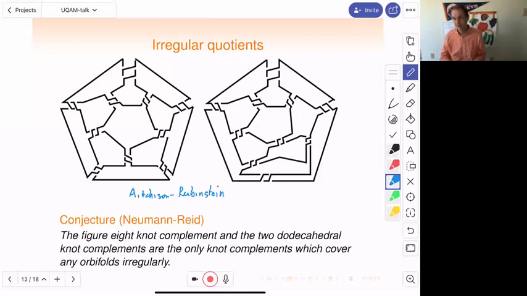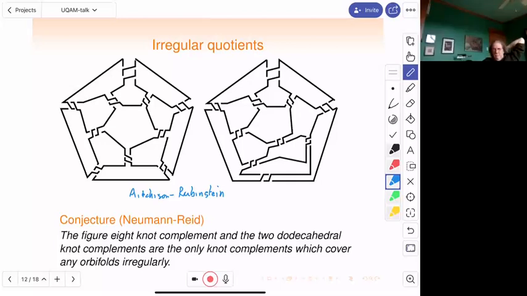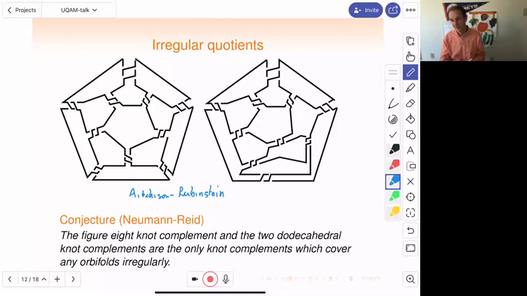This leads to the following conjecture of Neumann and Reid: that the figure-8 knot complement and these 2 knot complements are the only knot complements which cover any orbifolds irregularly. This is often said as: they're the only knot complements with hidden symmetries. One of the tricks and challenges is that there isn't a wealth of examples to really look at and probe when we're trying to understand this question of how we can see irregular quotients of knot complements.